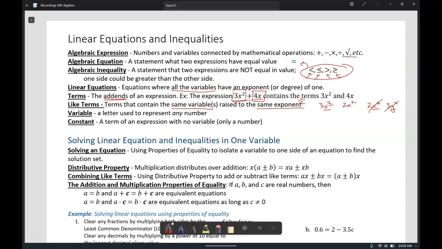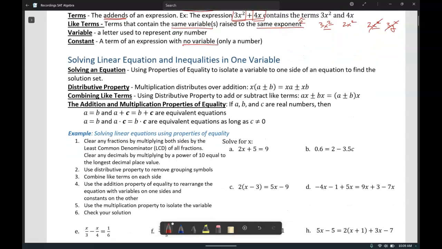A constant is a term of an expression with no variable. It's just a number. Think about the word constant, it's always the same. 5 will always be 5. 7 will always be 7. 3/4 will always be the number 3/4.